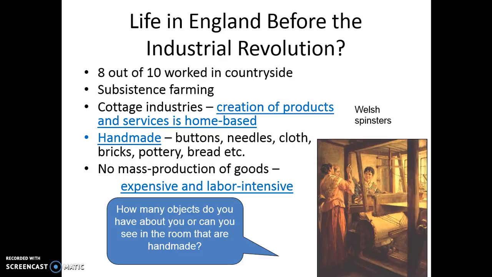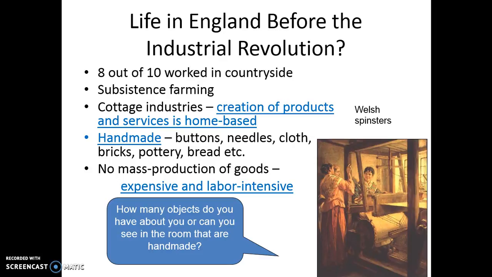8 out of 10 people worked in the countryside. They depended on subsistence farming. That means that they grew just enough crops for themselves, and if they had a little extra, they could sell it for a small profit. Most of the products were created at home, and we call these cottage industries, and things were of course made by hand. There were no machines to help make mass production of goods.